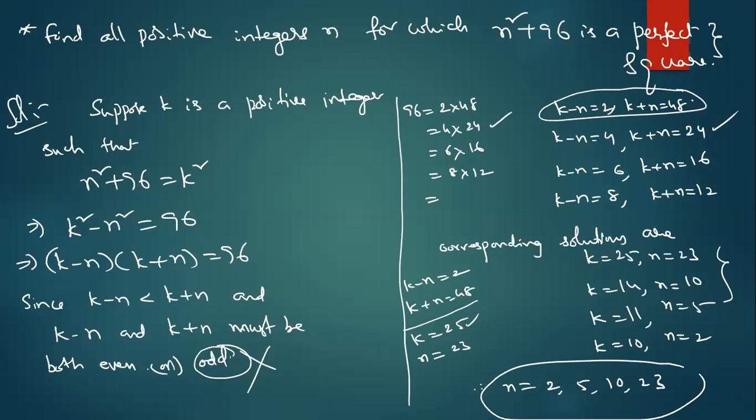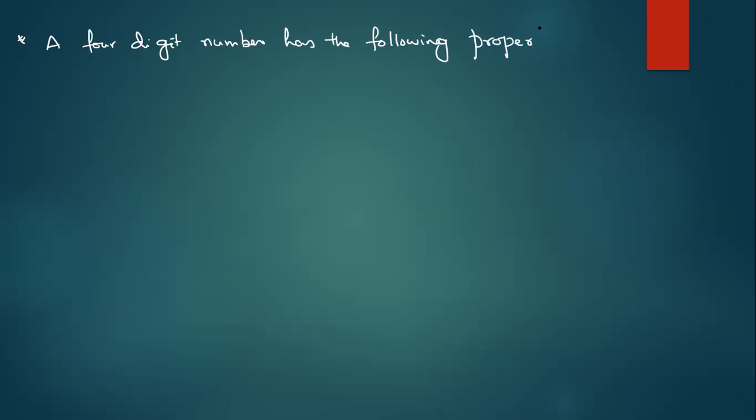Shall I proceed? Yes, sir. Now see the logic. Write down. A 4-digit number has the following properties. What are the conditions?